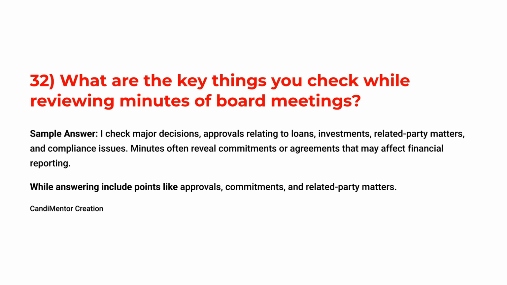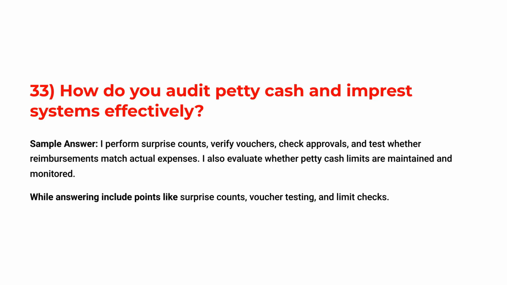Sample answer. I check major decisions, approvals relating to loans, investments, related party matters, and compliance issues. Minutes often reveal commitments or agreements that may affect financial reporting. While answering include points like approvals, commitments, and related party matters. How do you audit petty cash and imprest systems effectively?